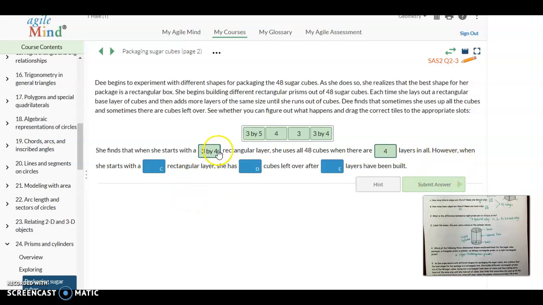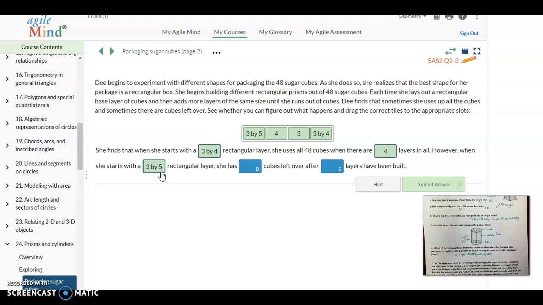The other option would be starting with a 3x5. That would be 15 cubes. 3 times 5 is 15. So she would have a layer of 15. The second layer would get her 30 cubes in all. The third layer would give her 45 cubes in all.